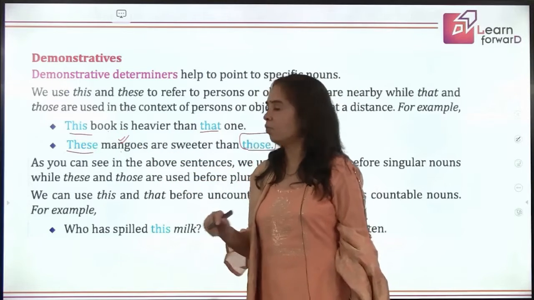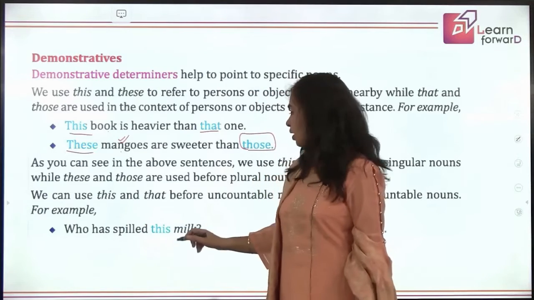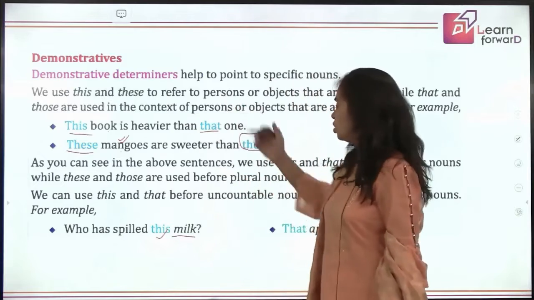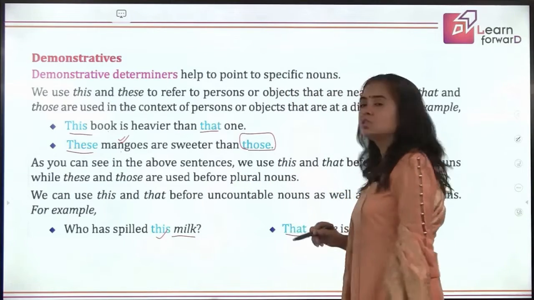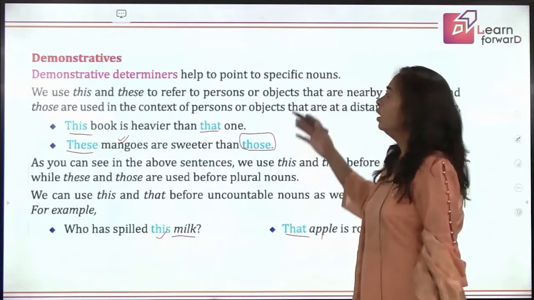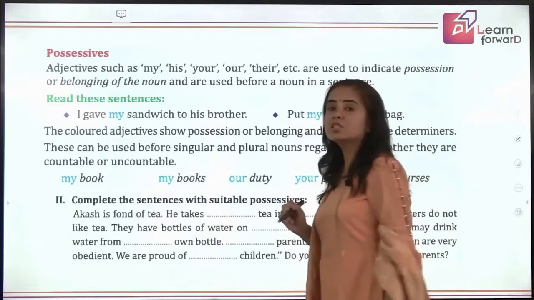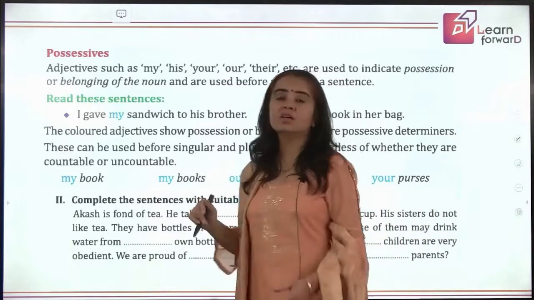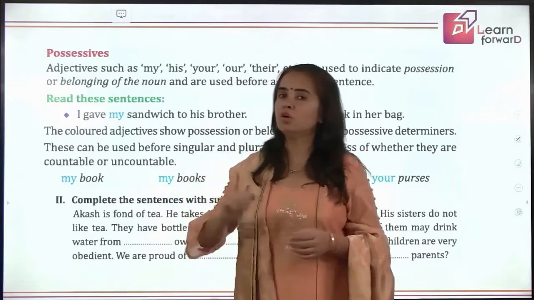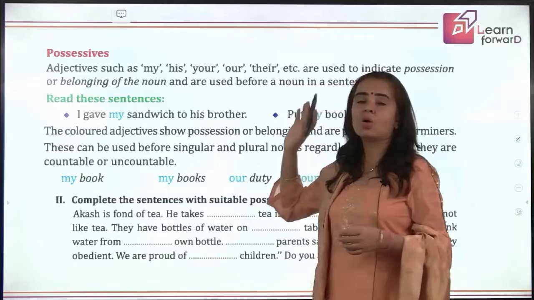That is very important. Who has spilled this milk? Now again we are talking about a noun. So this is your determiner. It is your demonstrative. That apple is rotten, again before a noun. So it is again your demonstrative. It is a determiner. Fine. Coming to the next is possessives. Again, possessives are the words that show possession, and being determiners, they should be followed by a noun. So my, his, your, our, their, these are all possessives.